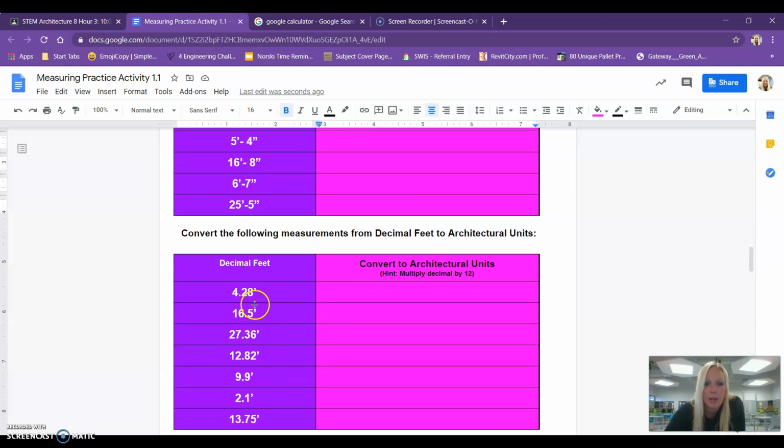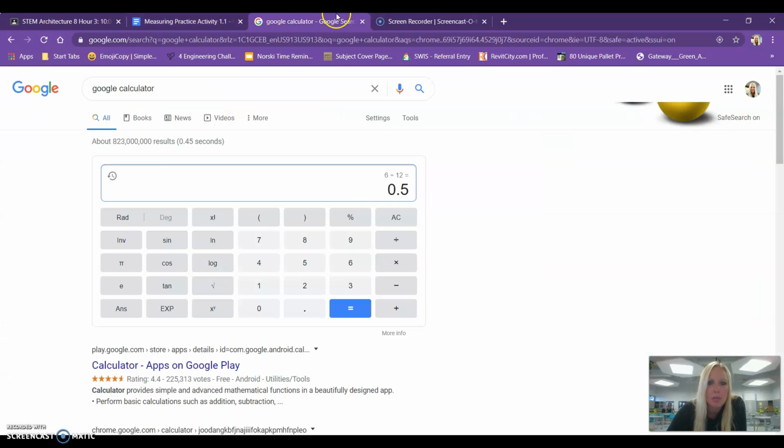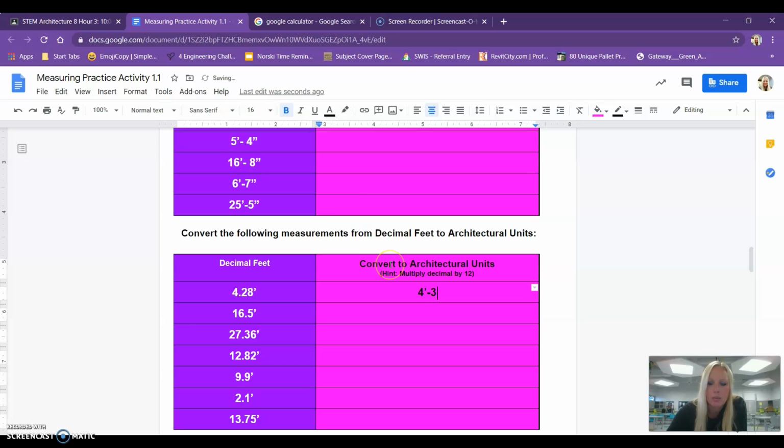Now going the other way, we've got 4.28 feet. My 4 stays, because that's already in feet. Now in architectural units, you need to make sure you add that dash in there, okay? It separates the units out. Now I'm going to do the opposite. I'm going to take 0.28 times 12, and I get 3.36. We're going to round to the nearest whole number. So 3 inches. And that's my architectural units.